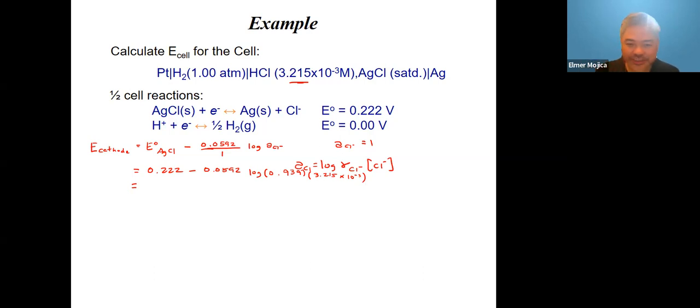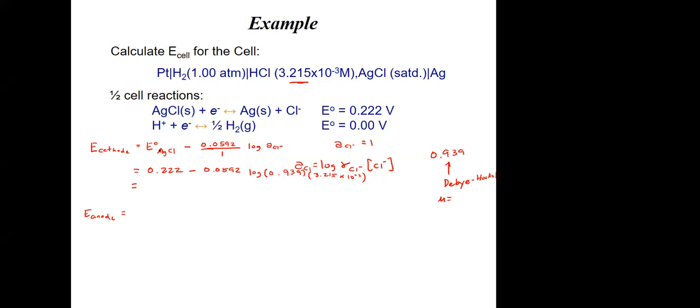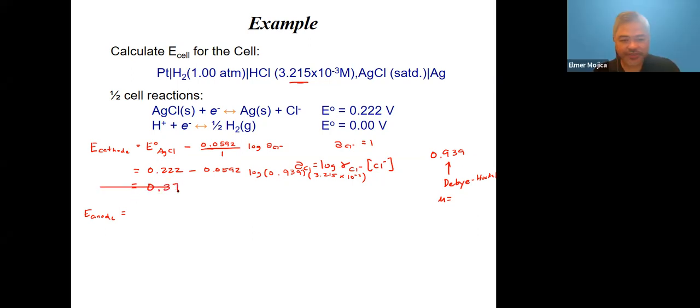Now you might ask, where did we get the 0.939? We get it from the Debye-Hückel equation, given μ equals 3.215 times 10 to the negative 3. So what do we get here? Anyone? Before we go with the anode, that gives 0.371.